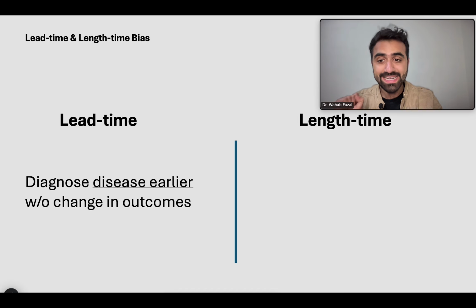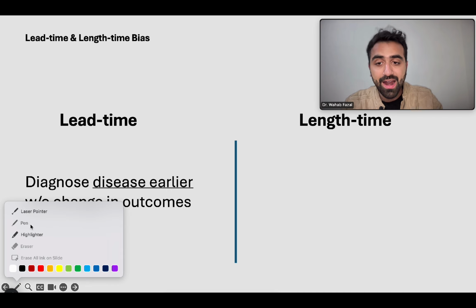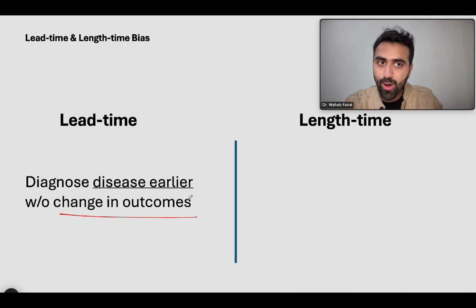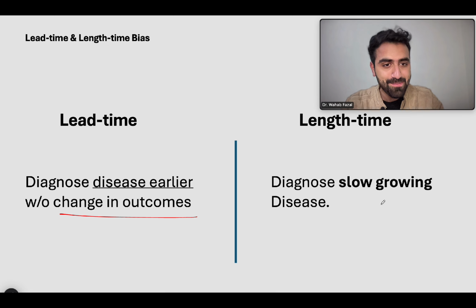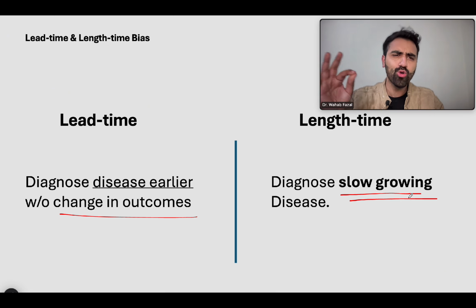So what we're doing in lead time bias is diagnosing someone with very advanced disease earlier without a change in their outcomes. Remember that pancreatic cancer arrow: we're not changing anything, we're just diagnosing people earlier. They still have very aggressive disease. What are we doing with length time bias? We're just diagnosing a lot of people with very good slow growing disease, and we're treating them like crazy even though nothing bad would have happened to them in the first place. This is length time bias.